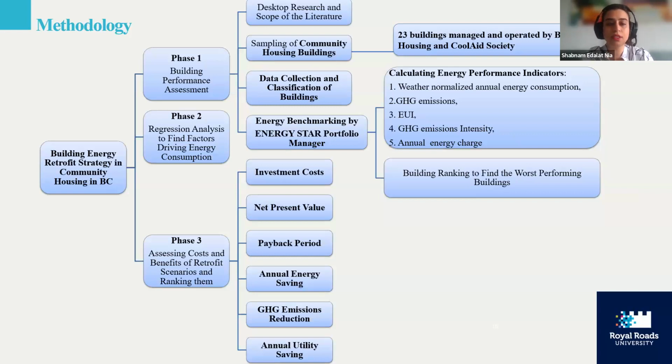As I said, this research involves three main phases. The first phase is building performance assessment. In this phase, I benchmarked 23 buildings managed and operated by BC Housing and Coolidge Society. I benchmarked these buildings by using Energy Star Portfolio Manager and their monthly utility data. The second phase is running regression analysis to investigate the relationship between energy consumption in the buildings and some factors. And the last phase is evaluating the costs and benefits of different retrofit scenarios.